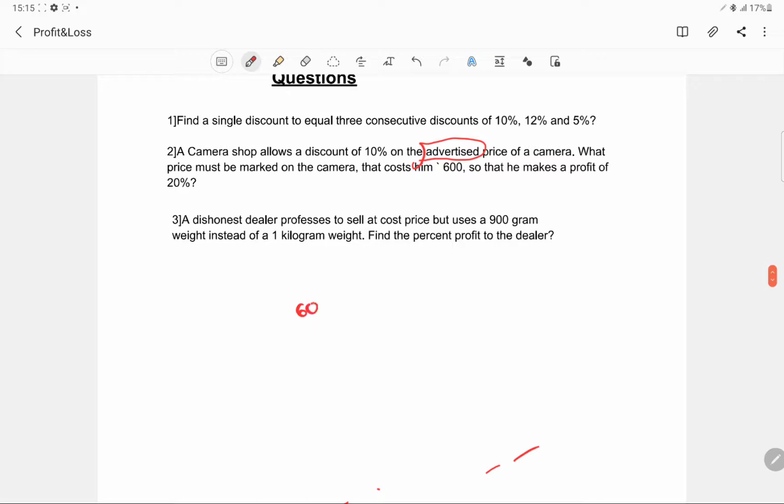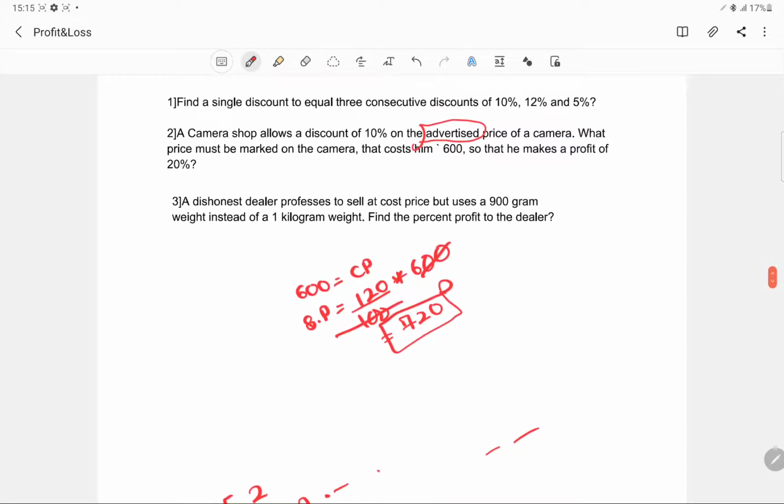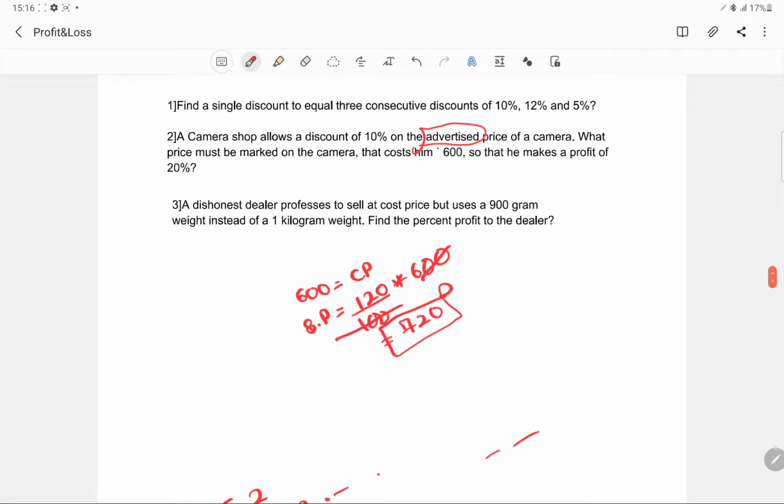It actually cost him 600. Now he wants to make a profit of 20%. So this is 120 upon 100 of 600, and that is nothing but 720. So this is the selling price that he wants to sell it at. Now they are saying a camera shop allows a discount of this. So 90 upon 100.